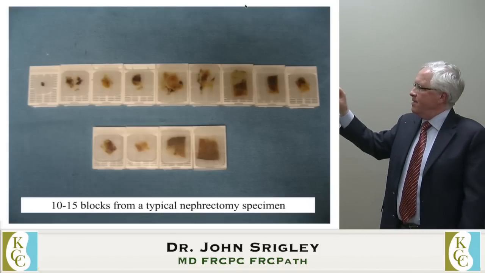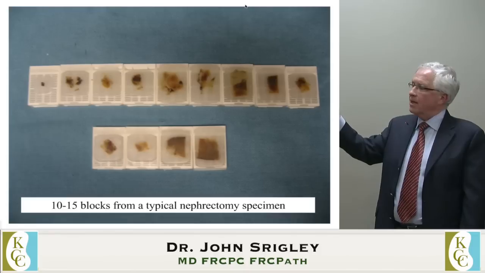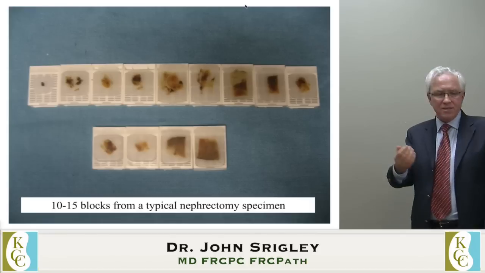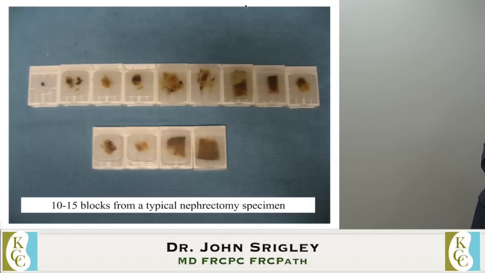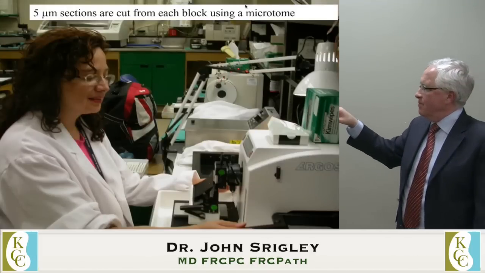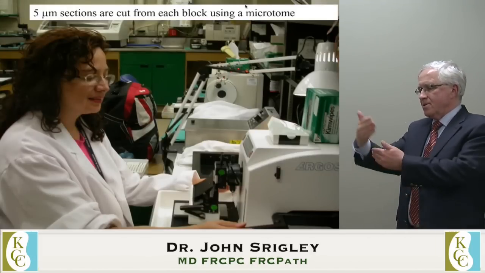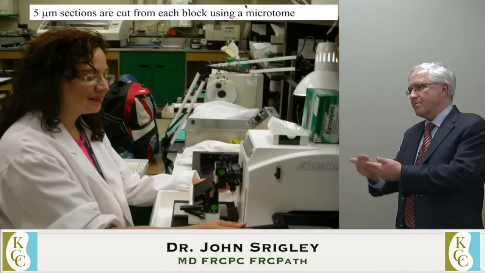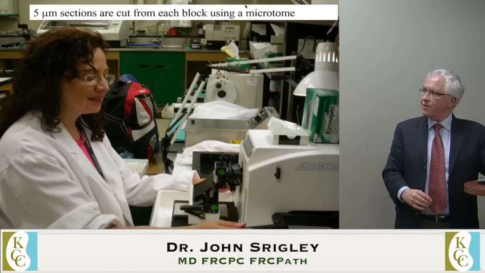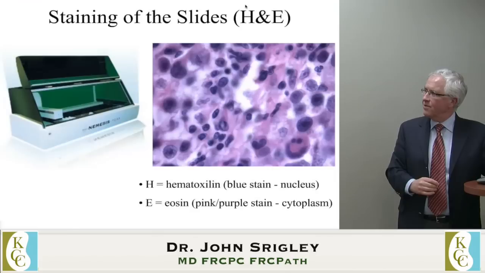So these blocks are all now ready. They've been cooled on ice, and they're ready for the technologist now to cut some very thin sections to prepare the slides for the pathologist. And here's a technologist here showing with a microtome. And you're taking these blocks and you're cutting very, very thin slices off them and then putting them on the slides for histology. As I said, they're very, very thin, usually less than 5 microns, often in the 3 to 4 micron range.